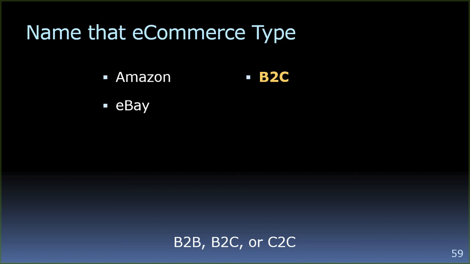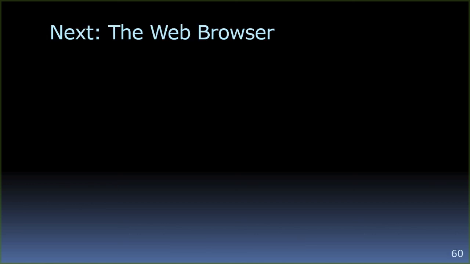eBay does what? eBay doesn't sell anything directly to us. It basically enables other consumers to sell to consumers. Okay, so it's a C2C business. Consumer sells to another consumer. And IBM, have you ever bought anything from IBM? Probably not, because IBM doesn't sell stuff to normal folks like us. IBM sells things to businesses. So that's a business that sells to other businesses, and that's a B2B. So that's the World Wide Web.